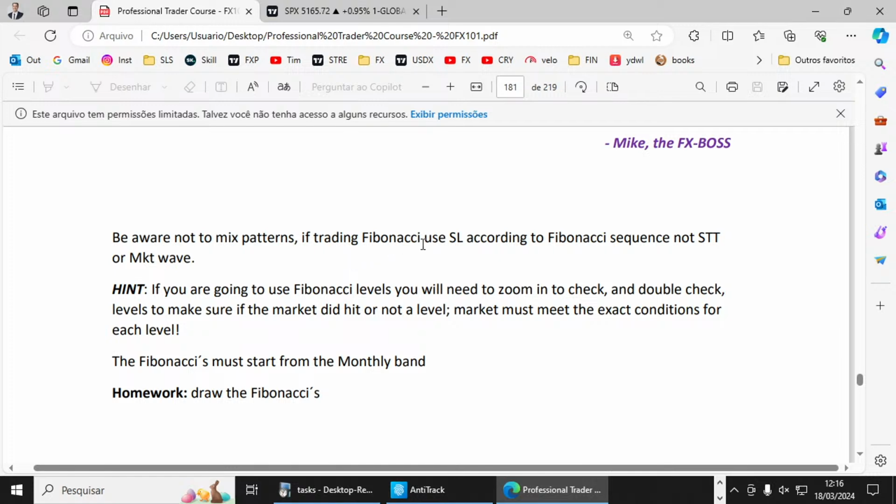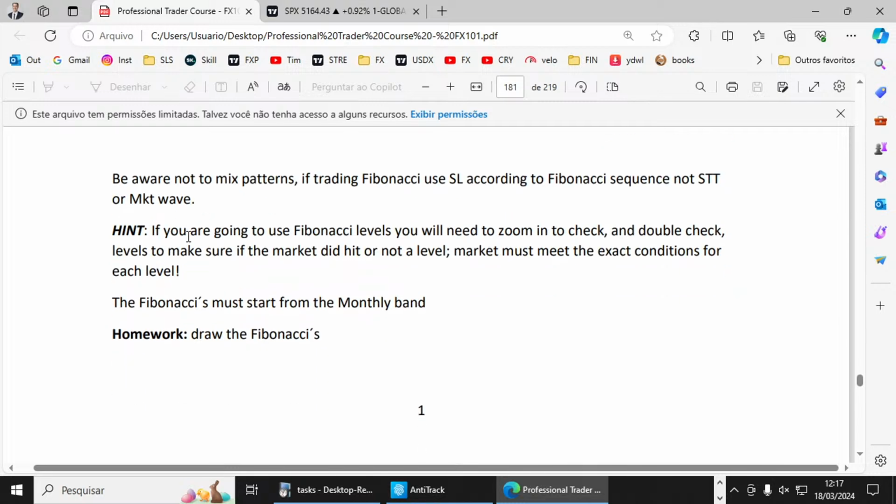If trading Fibonacci, use stop loss according to the Fibonacci sequence, not the short-term trend or market wave. Alright? Try not to mix patterns. Fibonacci is the Fibonacci, the short-term trend is the short-term trend, the market wave is the market wave. Hint: if you are going to use the Fibonacci levels, you will need to zoom in to check and double check levels to make sure if the market did hit or not a level. Market must meet the exact conditions for each level. The Fibonacci must start from the monthly band.